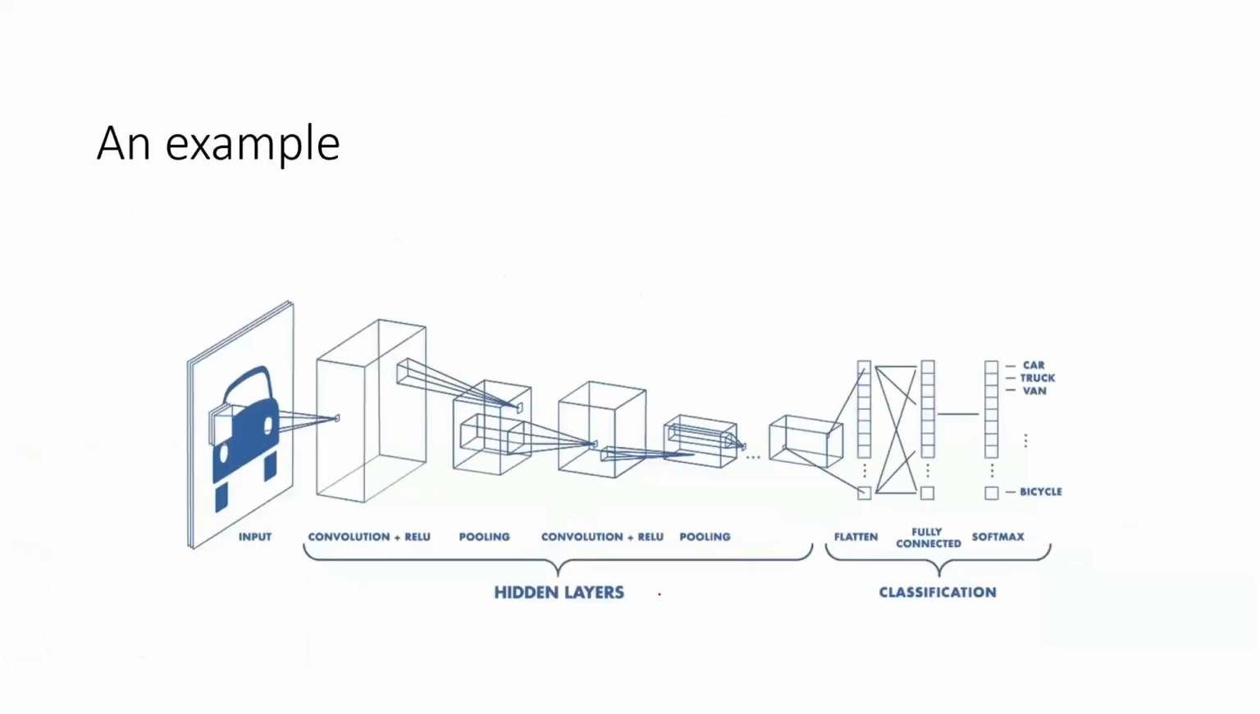On the other hand, this kind of system can be applied to other applications. For example, you can have an image of a vehicle, and you apply these hidden layers, convolution plus ReLU plus pooling, then convolution plus ReLU plus pooling again. Then you flatten all these images into vectors, followed by a fully connected layer. Then we have a softmax layer, and finally you have a result that tells you whether it was a car, a truck, a van, or a bicycle. So these are basically classes.